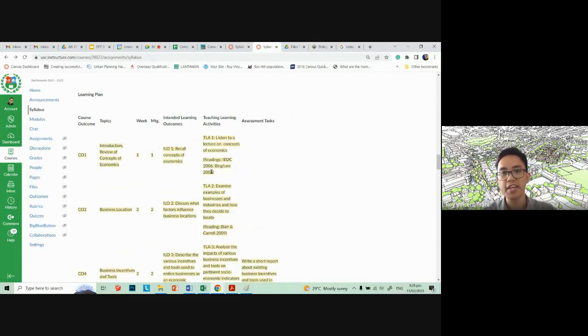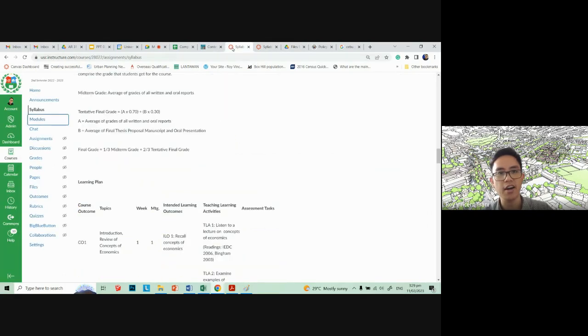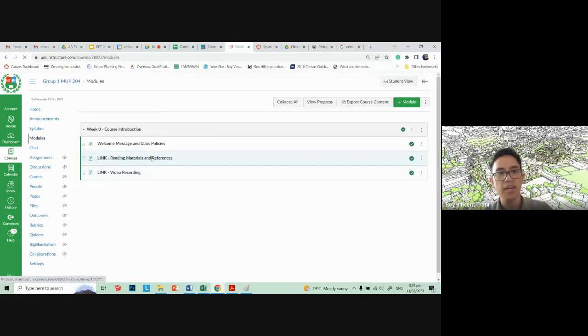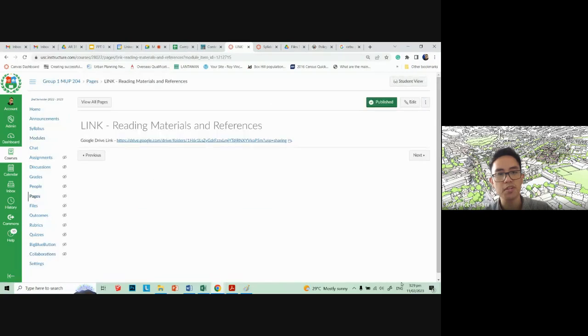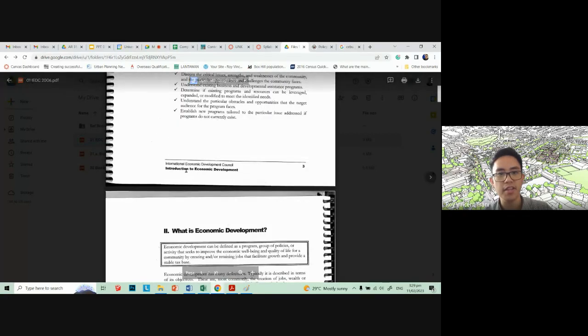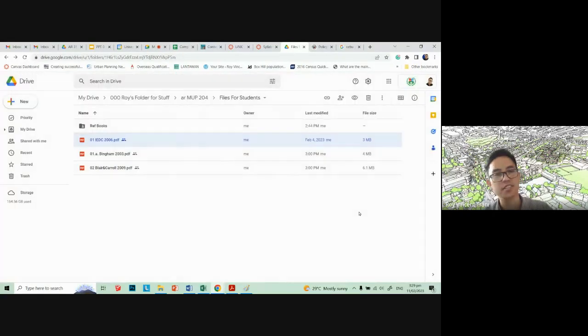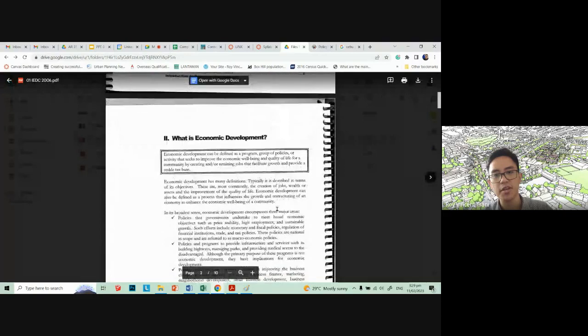And then we have a reading here from IEDC and Bingham, which should be available to you if you click the link on your modules. If you go to modules, go to reading materials, it's still 3:30. Maybe we'll spend, I don't know, how much time do you need to read? These are 10 pages for IEDC, Introduction to Economic Development by the International Economic Development Council. So this is a reference book from 2006, but I think we can still use it. It goes into further detail, better than my slides.